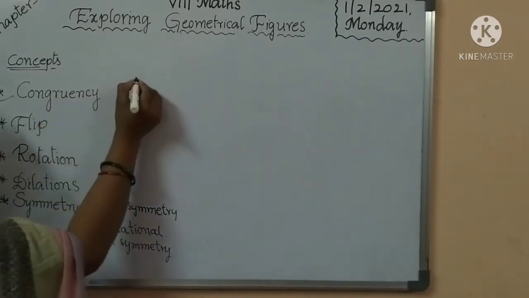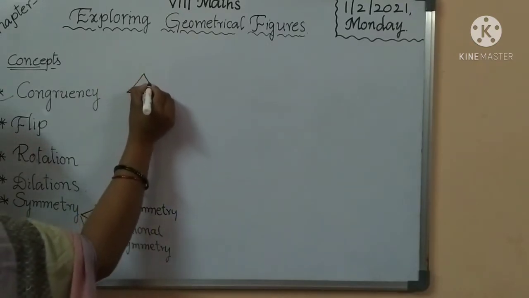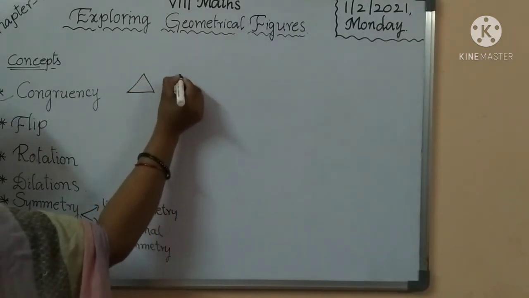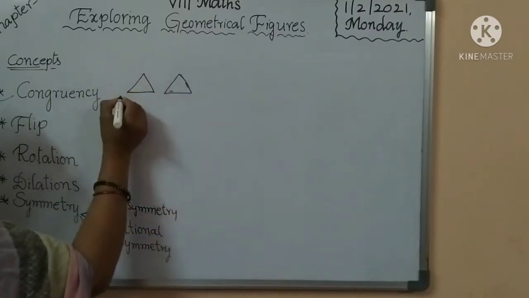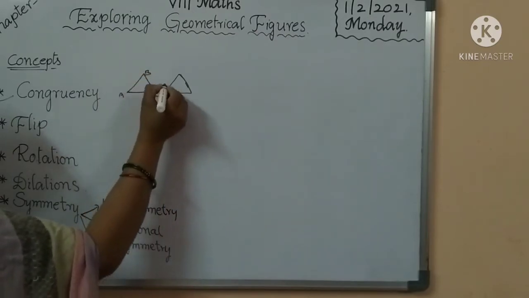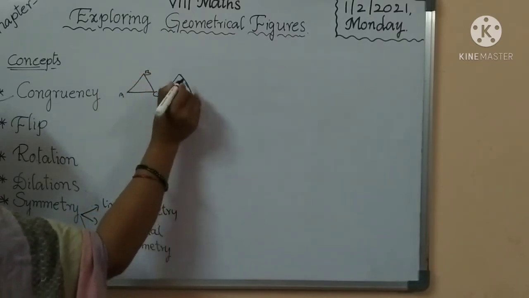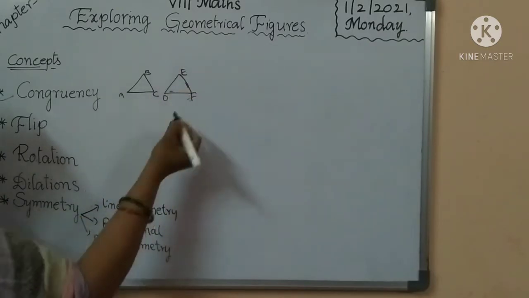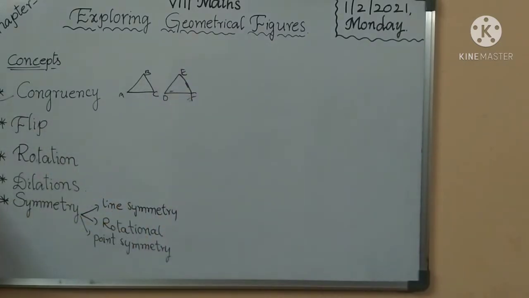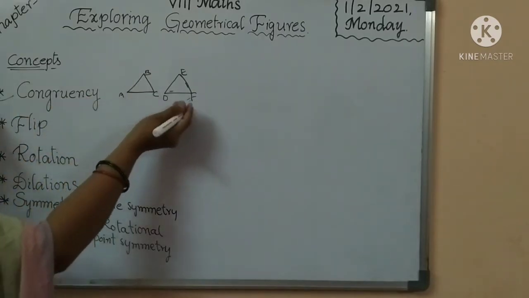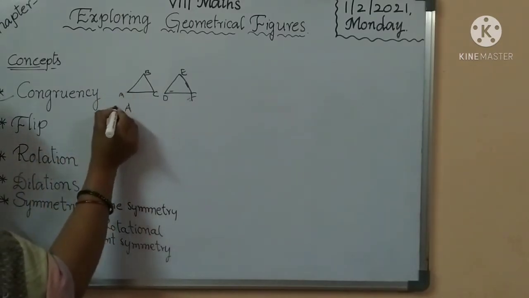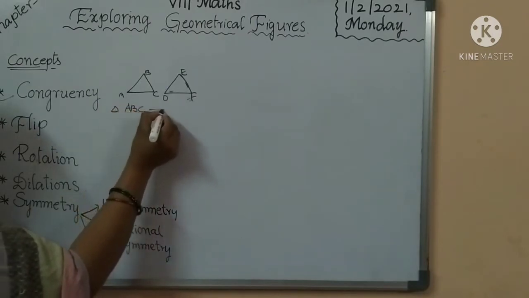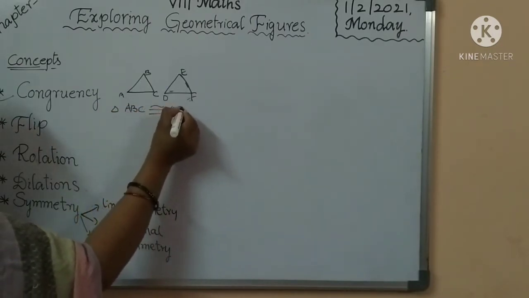What is the meaning of congruent? We take 2 triangles here with the same size and same shape; size and shape are both equal. Here A, B, C and here D, E, F. We take 2 triangles whose size, shape, and total area are equal. That is called congruent. The symbol: triangle ABC is congruent to triangle DEF.